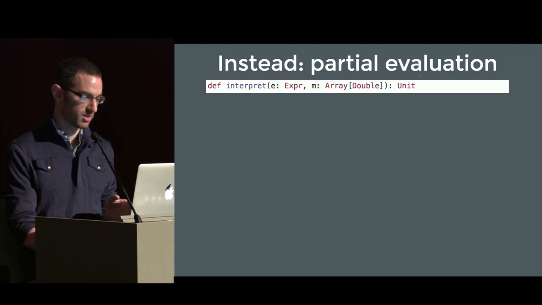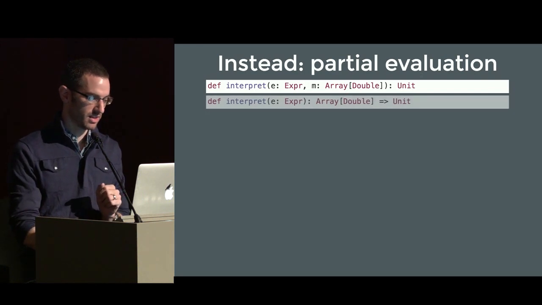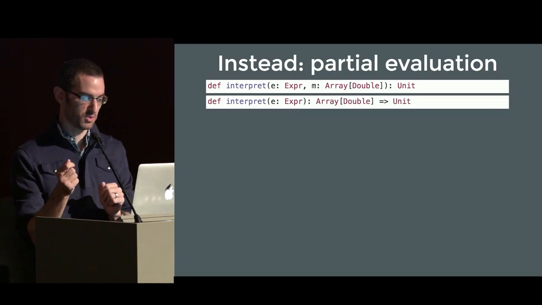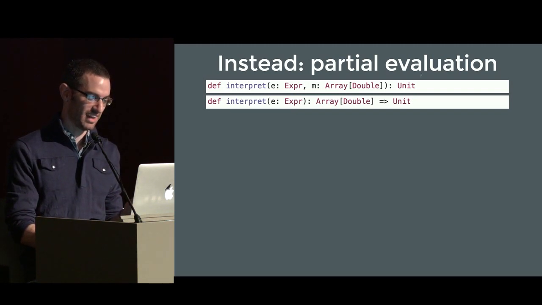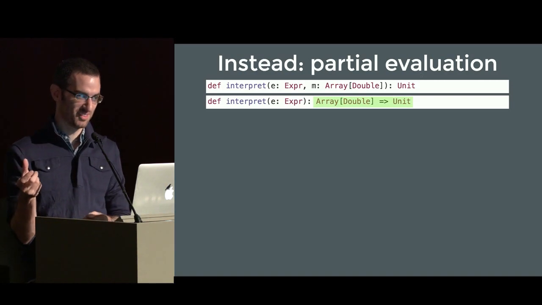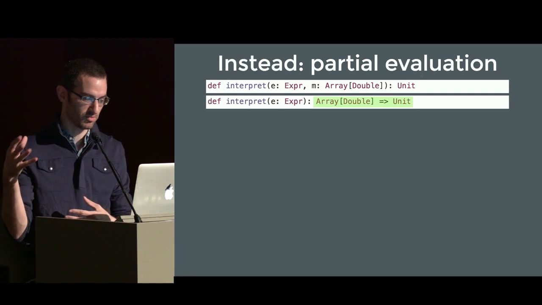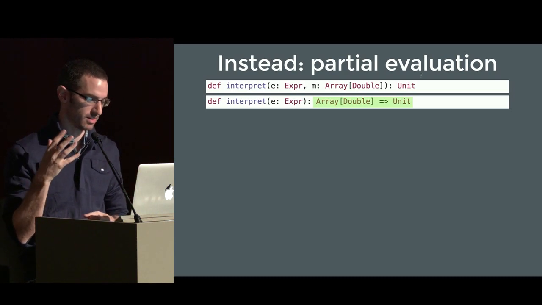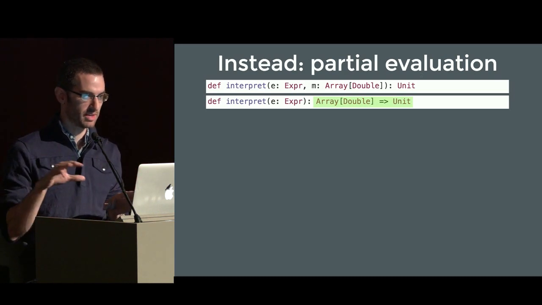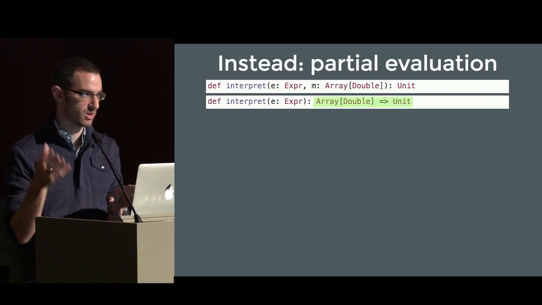Our original interpreter looked like this. It just took in the expression and this array of doubles, and it returned unit. Our new version of the interpreter is going to take in the expression, and return a function from an array of doubles to unit. I'm going to call this the compiled form. But we're not going to just implement it in the same way. We're going to do a bunch of work before we return that compiled form.